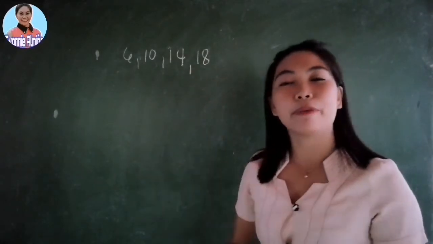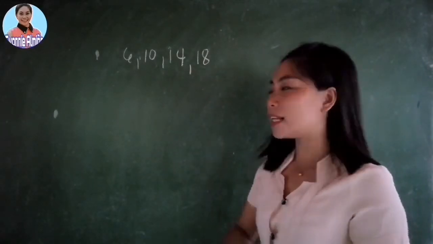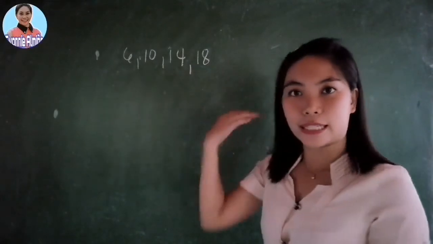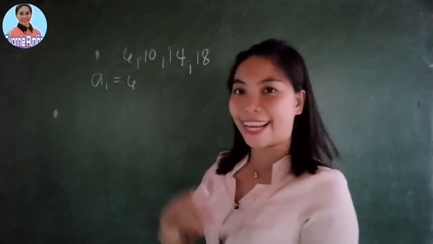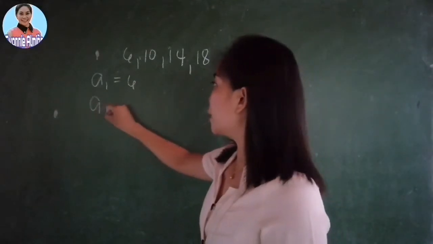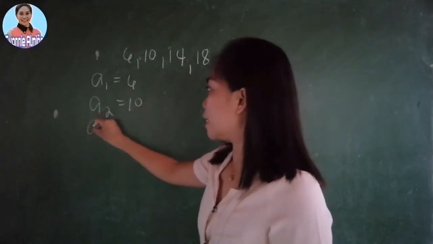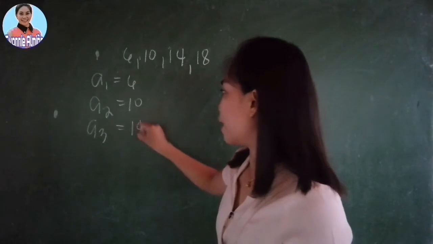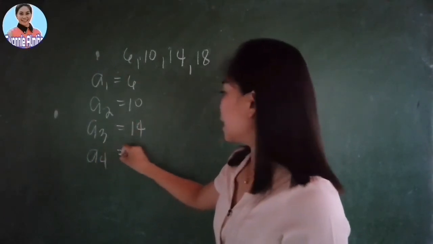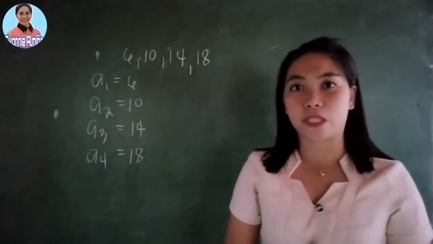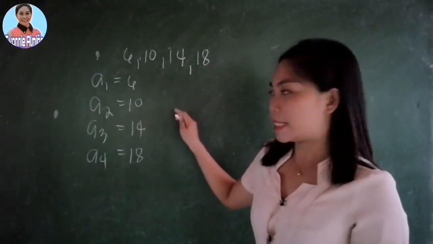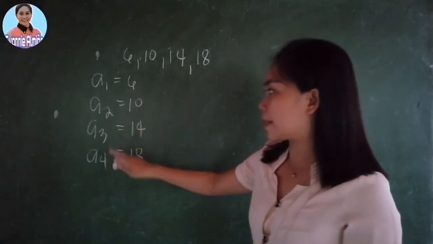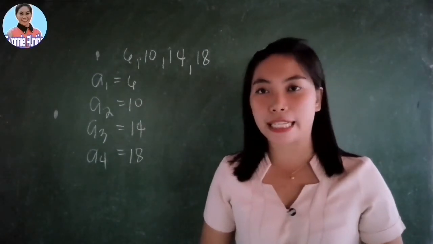Now, aalamin po natin kung ano yung general rule of this sequence. Iisa-isahin po natin. The value of a sub 1 is 6, right? A sub 2 is 10, and a sub 3 is 14, a sub 4 is 18. So what have you observed? The difference between a sub 1 and a sub 2 is 4. Same goes with a sub 2, a sub 3, and a sub 3 and a sub 4.